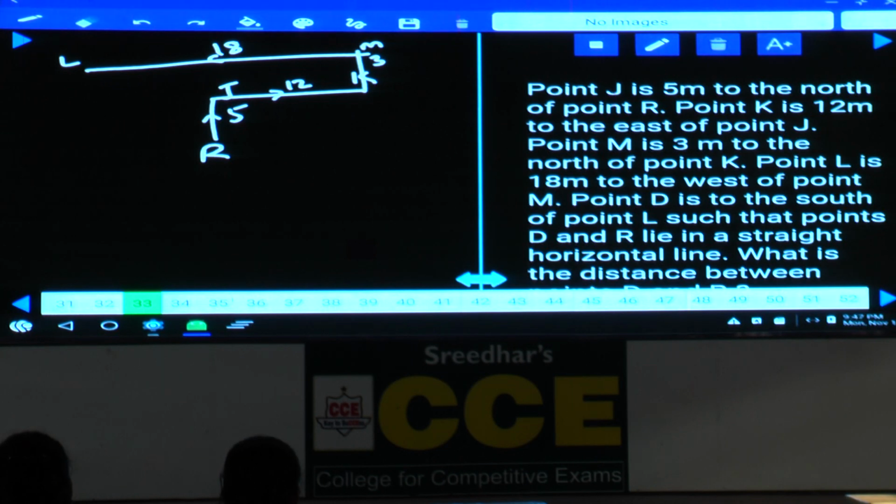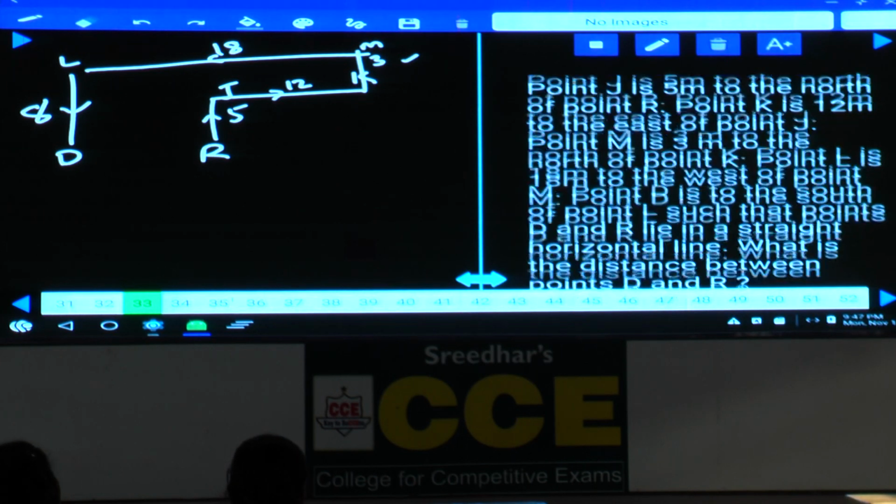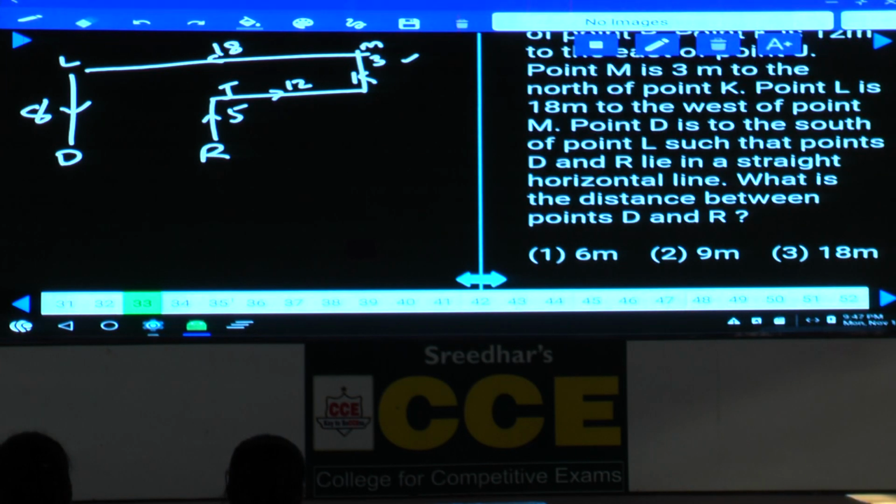And next, D is to the south of L in such a way that D and R form a horizontal straight line. Now the vertical distance is 3 plus 5, the total distance must be 8. What is the distance between points D and R? We need to identify the distance between D and R.